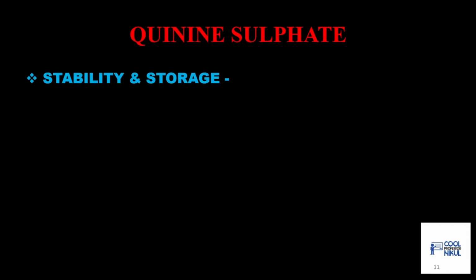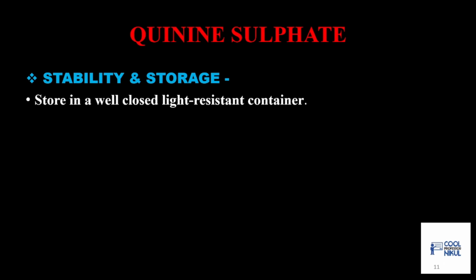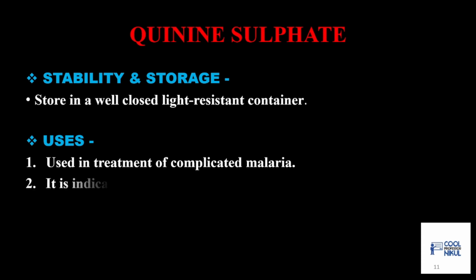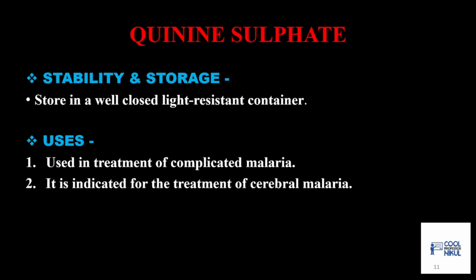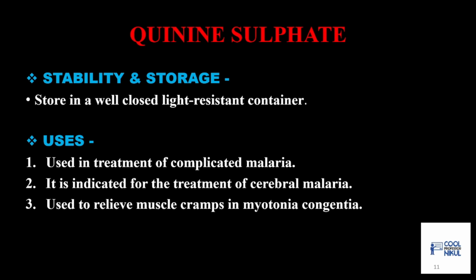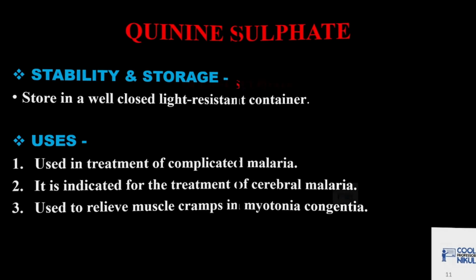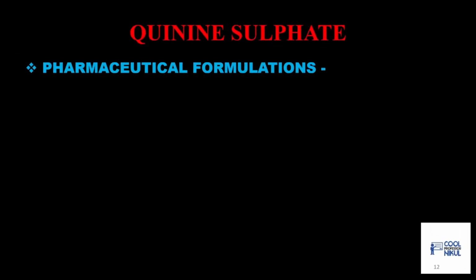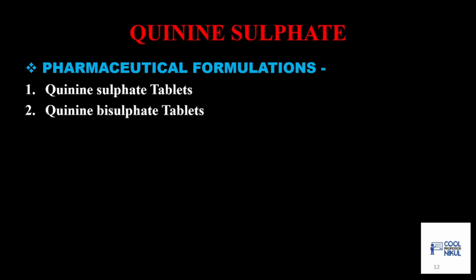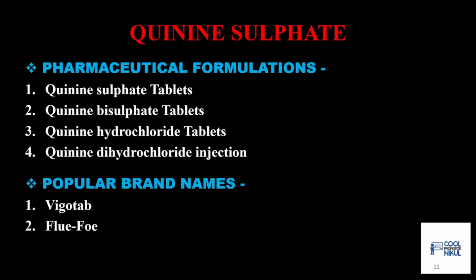Quinine sulfate, stability and storage: stored in a well-closed light-resistant container. Used in treatment of complicated malaria. It is indicated for the treatment of cerebral malaria. Then myotonia congenita. It is available in tablet form, that is quinine sulfate tablets, quinine bisulfate tablets, hydrochloride tablets, and quinine dihydrochloride injections. Brand names are Vigotab and Qualaquin.